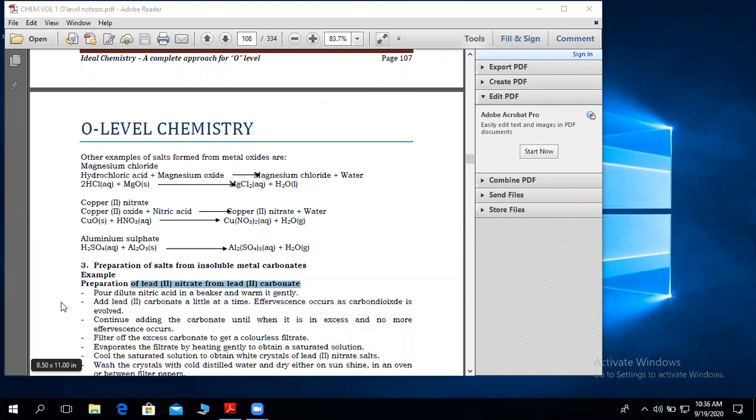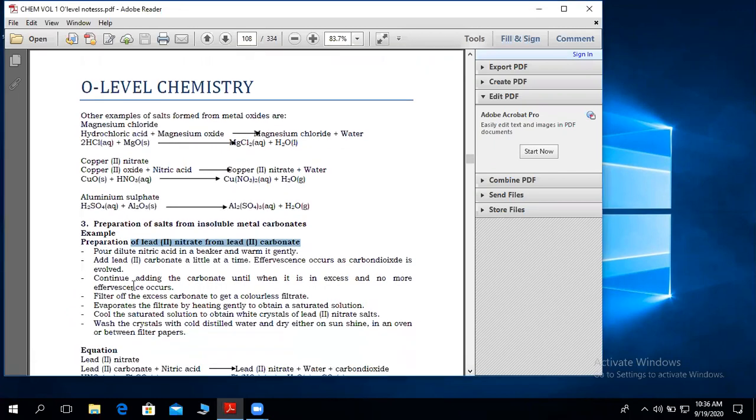So this is to say, until the reaction stops, or until the reaction ends. And the reaction ends when there is no more effervescence. Filter the excess carbonate to get the filtrate.